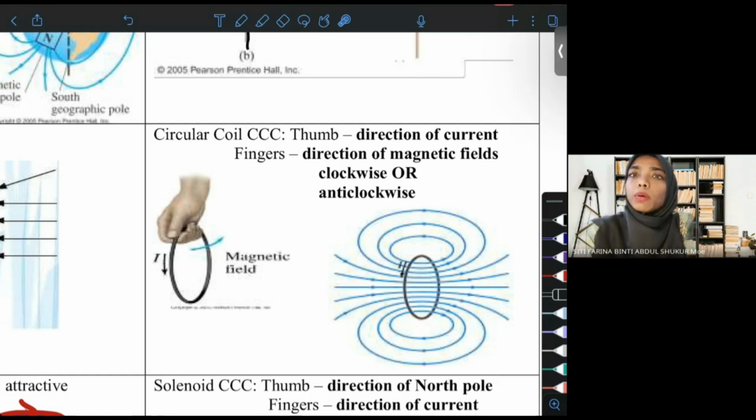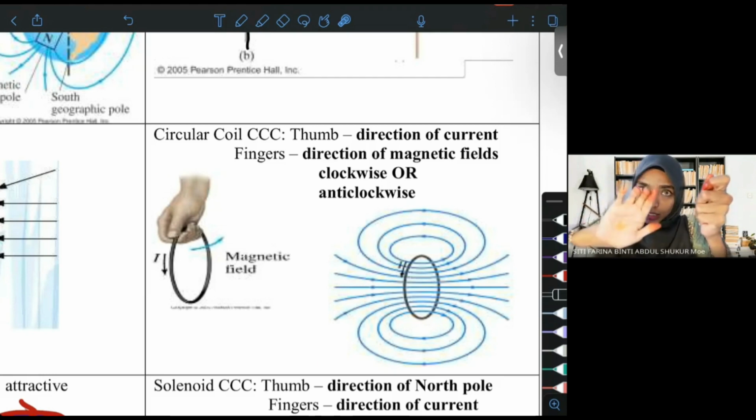Okay, awak cubalah ambil apa-apa benda yang bulat. Lepas awak cuba grip benda bulat tu. Wire is a good example jugalah. Awak cuma make dia in the circular form. Lepas tu awak grip. Awak pastikan current kamu tengah turun ke bawah. And then this finger is going to show the direction of that B flowing.